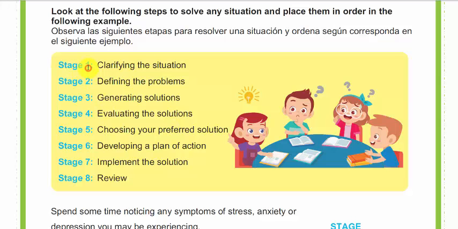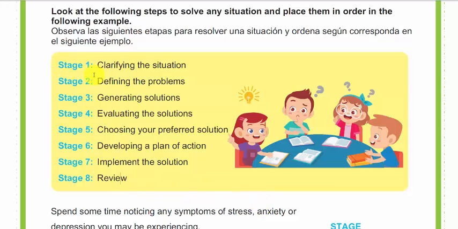The stage number 1 says clarifying the situation. Stage number 2, defining the problems. Stage number 3, generating solutions. Number 4, evaluating the solutions. Stage number 5, choosing your preferred solution. Stage number 6, developing a plan of action. Stage number 7, implement the solution. And stage number 8, review.